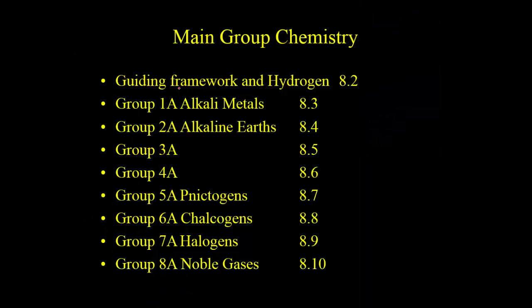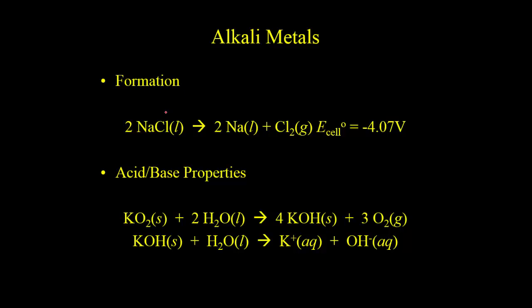Before, we saw our guiding framework for understanding the main group chemistry, or descriptive chemistry, of the elements, and we looked specifically at hydrogen, which doesn't fit very well on the periodic table. Now we'll start with group 1A, the alkali metals. Alkali is Arabic for "from the ashes of the plant," and this is where these elements were first discovered and isolated.